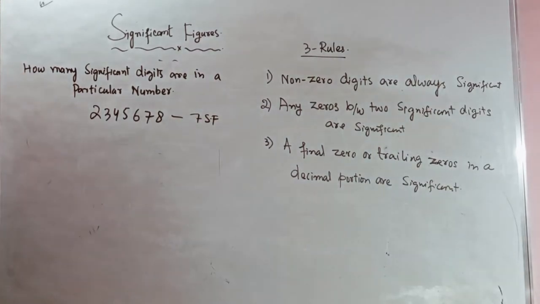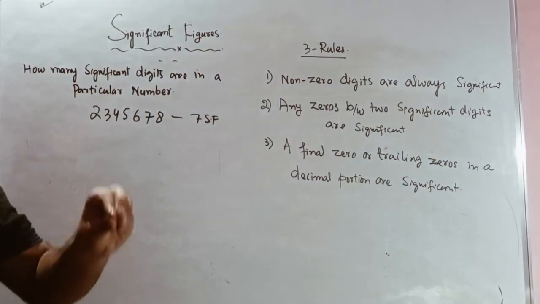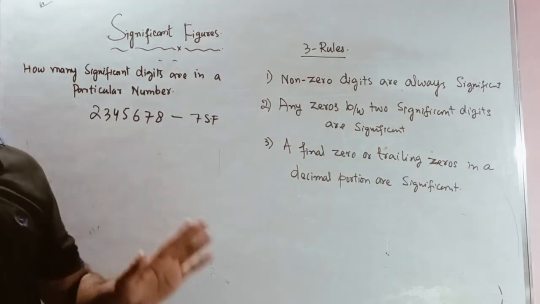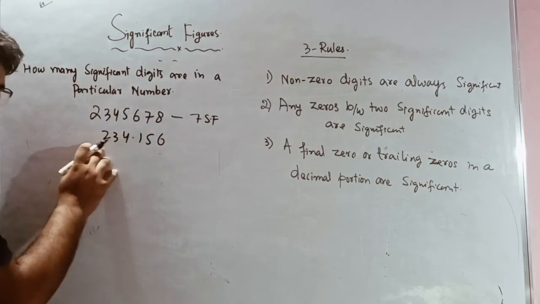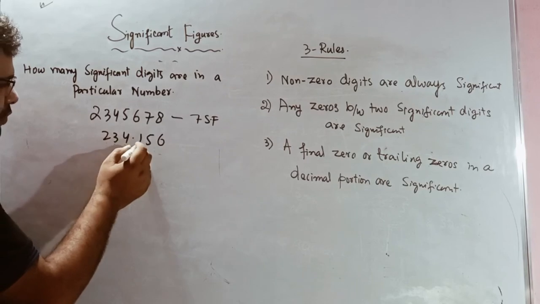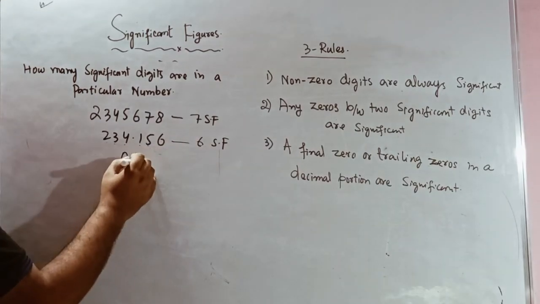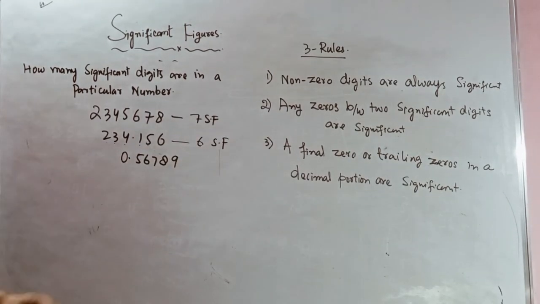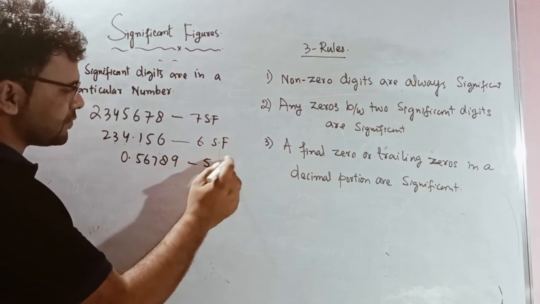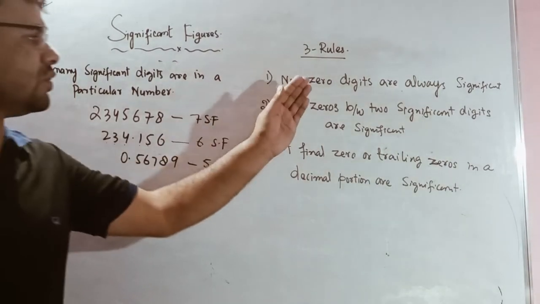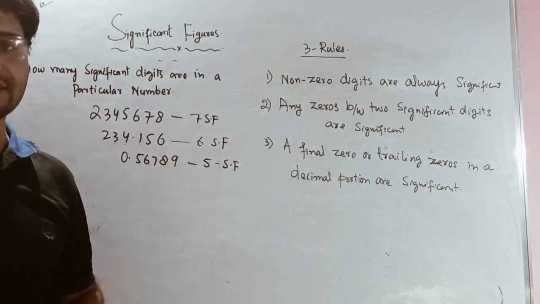7 significant figures. You can see rule 1: non-zero digits are always significant. Non-zero means without zero. First rule, all these numbers are significant figures. If it is 234.156, count the numbers: 1, 2, 3, 4, 5, 6. So there are 6 significant figures. If it is 0.56789, simply count: 1, 2, 3, 4, 5. So 5 significant figures are there. So the first rule is non-zero digits are always significant. Whenever you see non-zero digits, these are always significant.